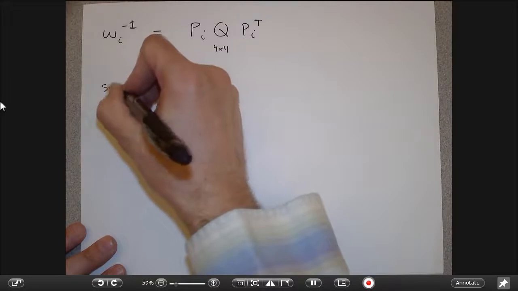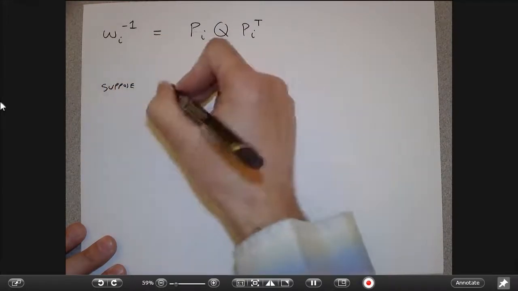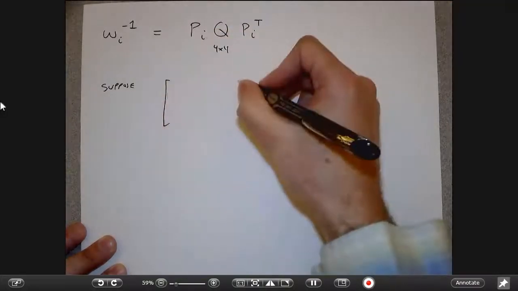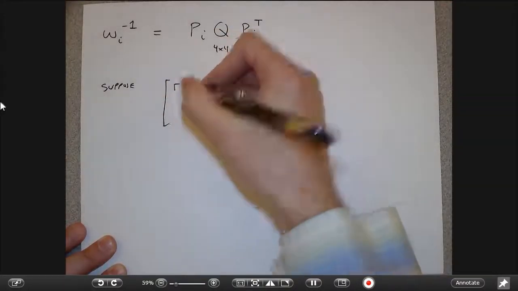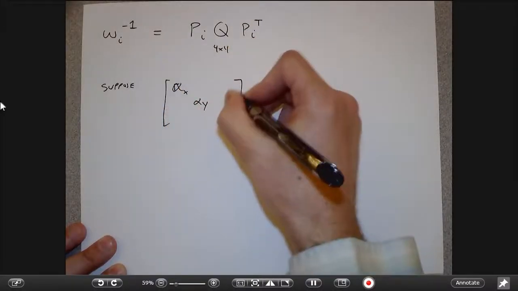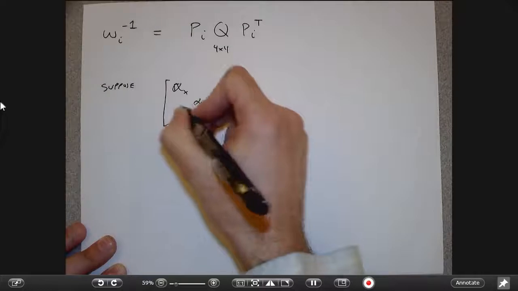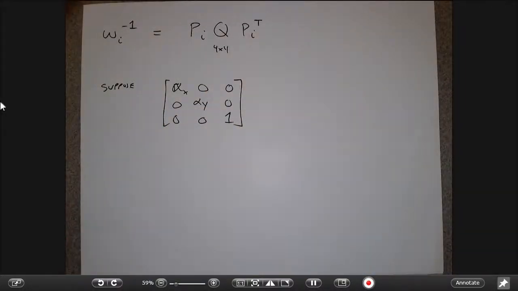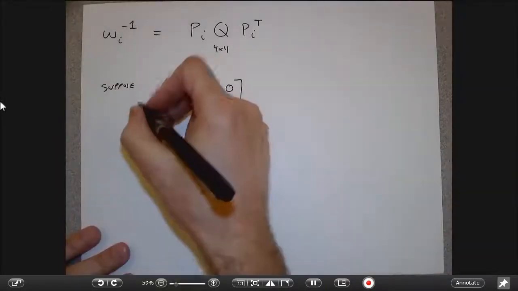So for example, let's suppose that I knew that I had a really simple camera calibration matrix like this: alpha x, alpha y, 0, 0, 1. This is like saying I know the principal point is in the middle, and I know the pixels are square. In real life, I may not necessarily know the principal point is in the middle. Let's assume that for the moment, just to motivate this. So let's suppose that this is my K.